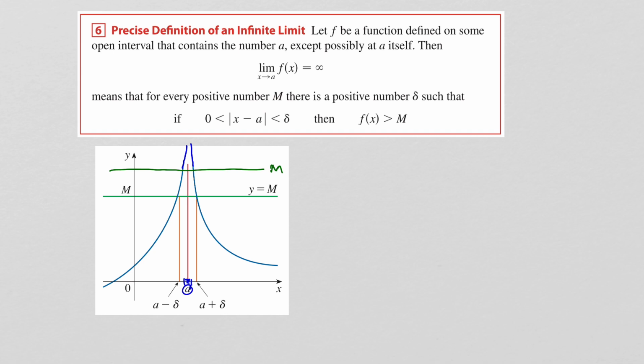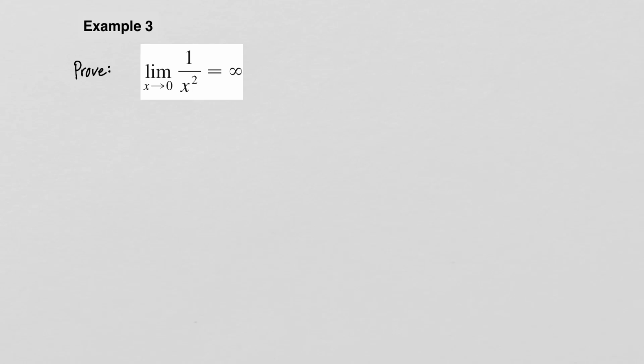Let's do an example. So here we want to prove the limit as x approaches 0 of 1 divided by x squared is infinity. We already understand this limit from an intuitive perspective. We know that when you plug in really small numbers here and you square those small numbers, you get even smaller numbers, and 1 divided by a very small number is a very big number. But even though we understand it intuitively, that's not a mathematical proof.